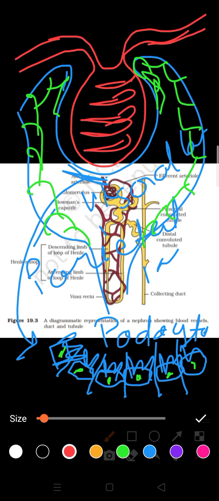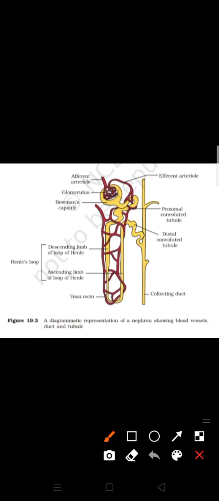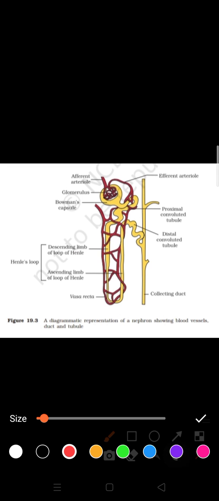Here the capillaries are present in the glomerulus, and it has very minute pores, which are known as the fenestrae. I am just drawing it here. The glomerulus, the upper part that I made, has this kind of structure. This is the glomerulus.